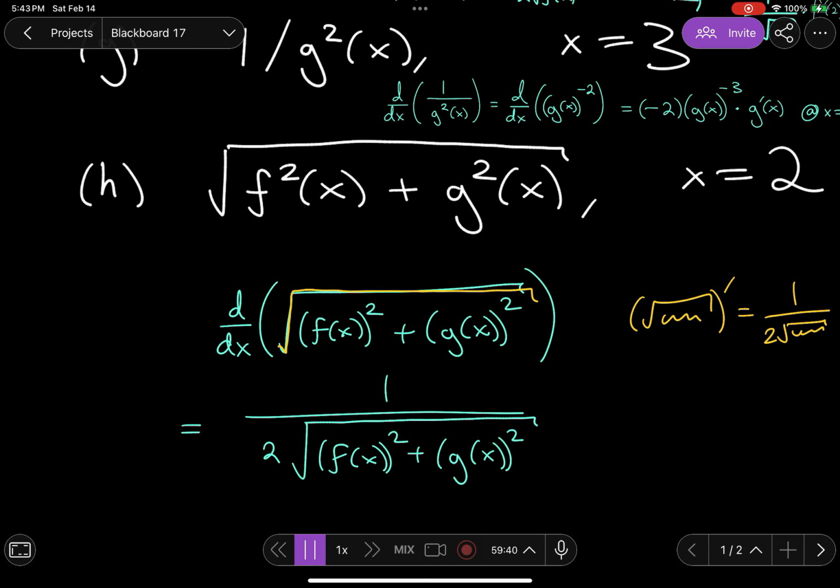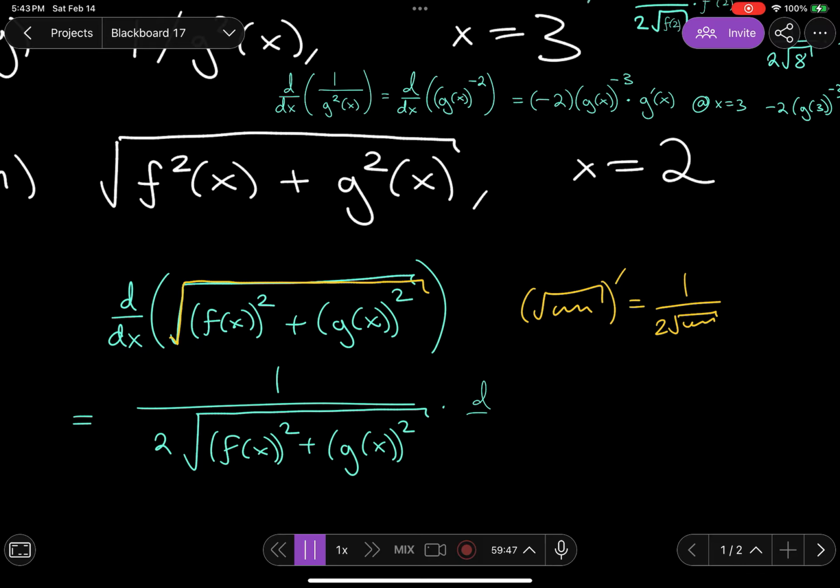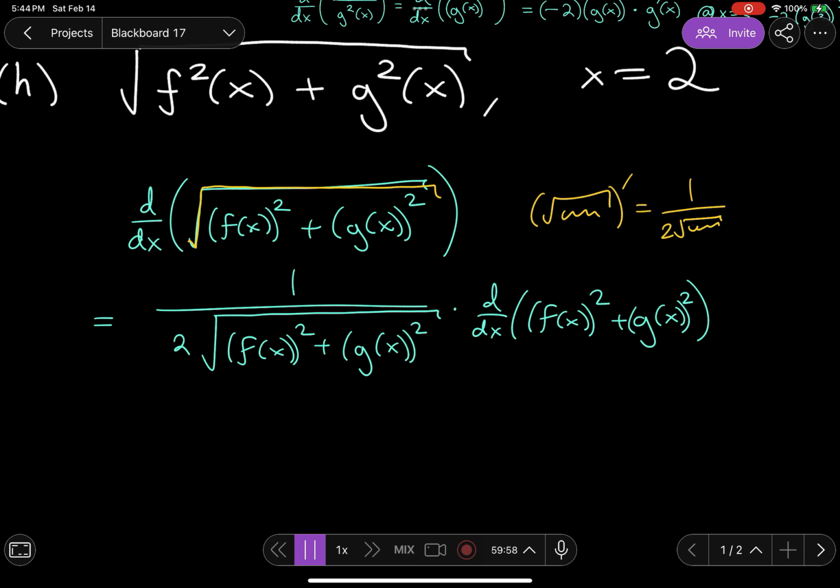All right, so that's the derivative of the outside function, but then of course I have to multiply by the derivative of the inside function, which is going to be that f of x squared plus g of x all squared. And what you could do is use the product rule twice, but I'm not going to do that. I'm going to use the chain rule. So I got f of x. I'm just rewriting right now.